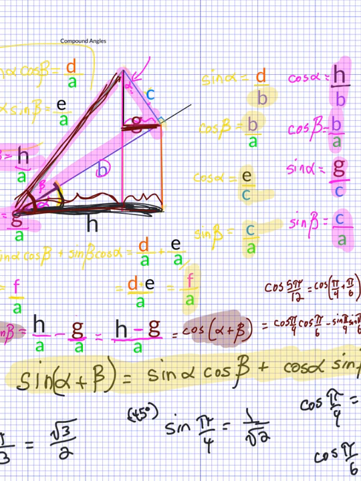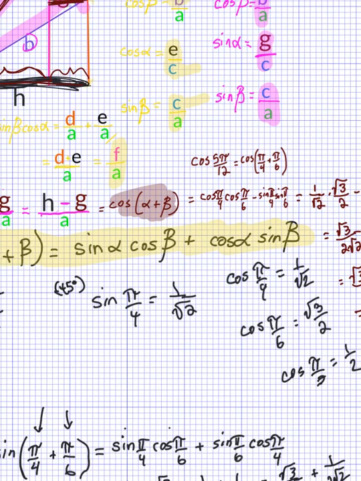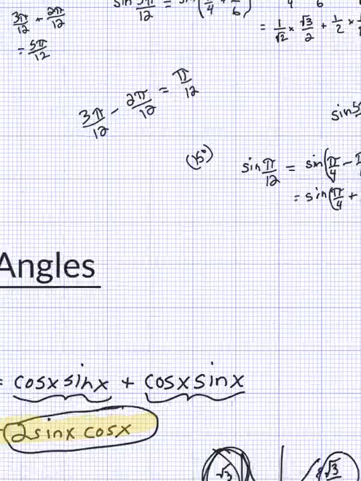And unfortunately, people hate having roots in the bottom, so we're going to multiply top and bottom by root 2. You're going to get root 6 minus root 2 over 4. There you have it. All right, so what did we learn?